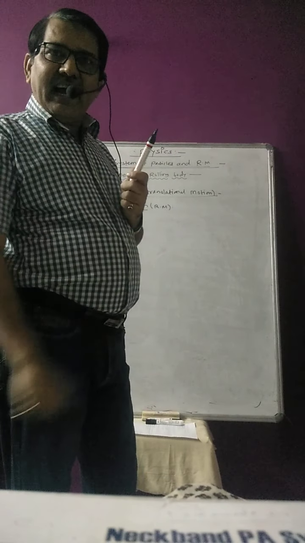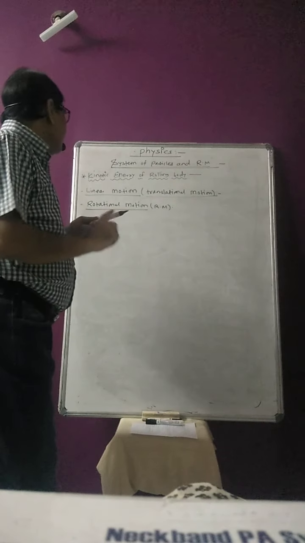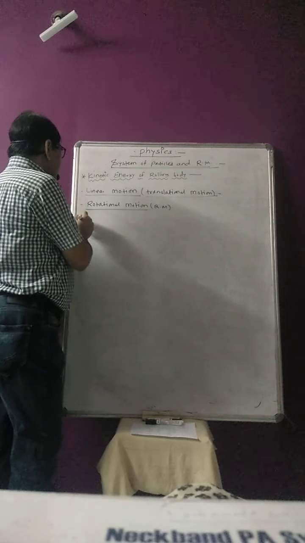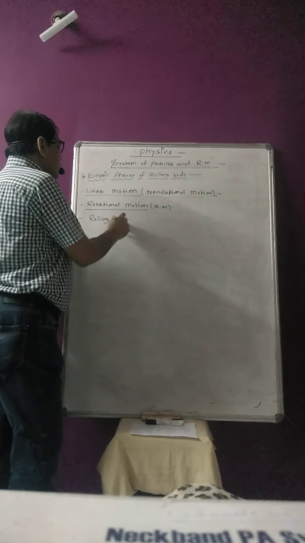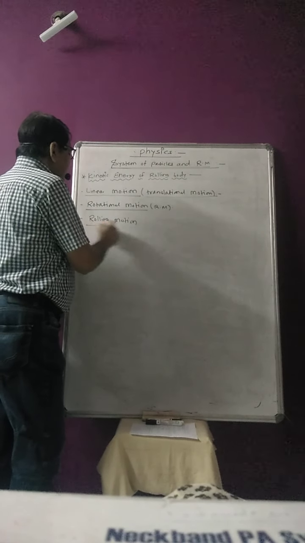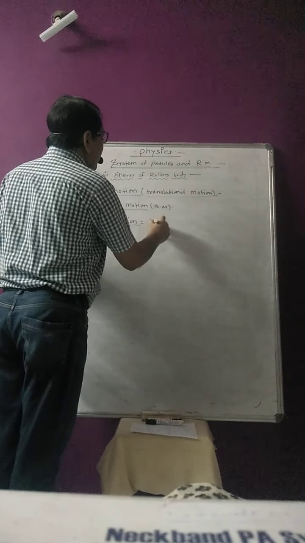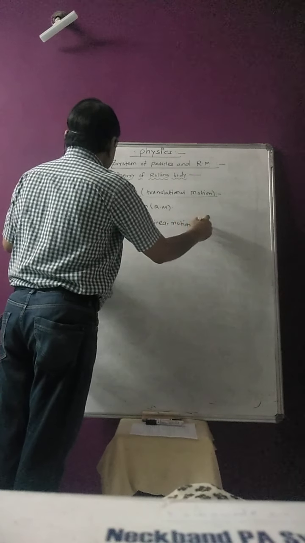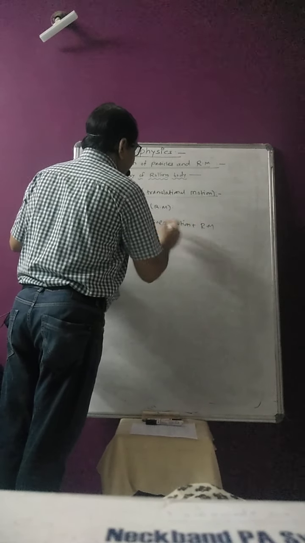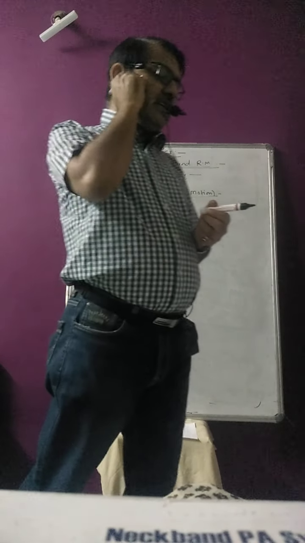Now once you got the idea about the two types of motion, linear and rotational motion, then we come to the point, sir, what is the rolling motion of a body? Rolling motion is the combination of linear motion plus rotational motion of a body. If you add both these motions and the body starts moving, then that is called rolling motion.